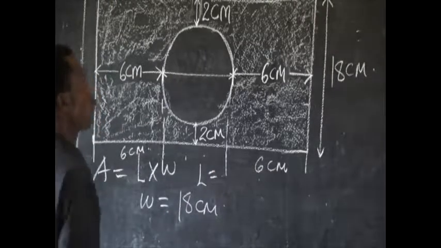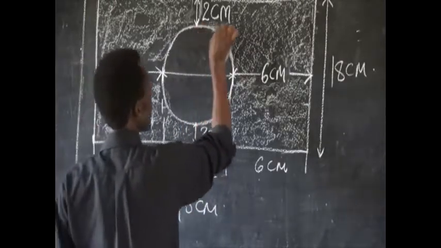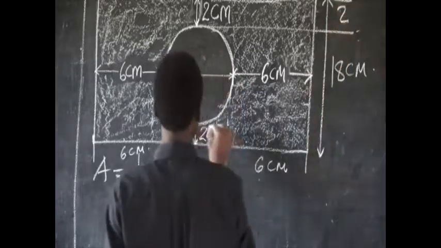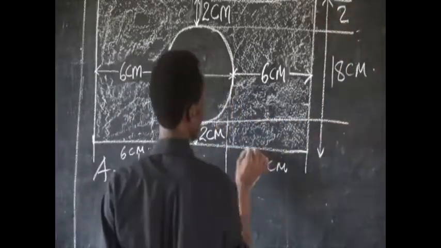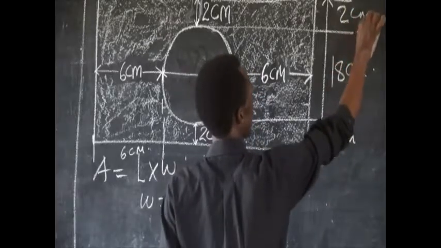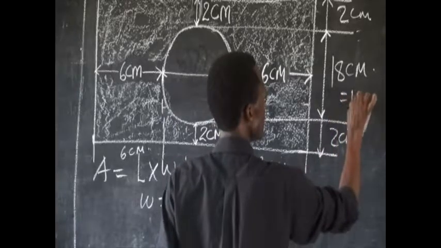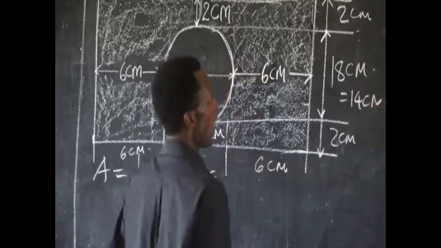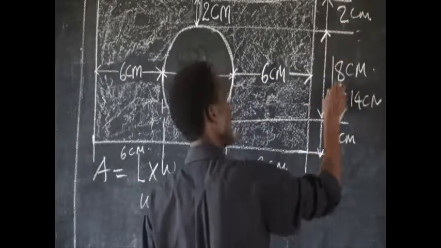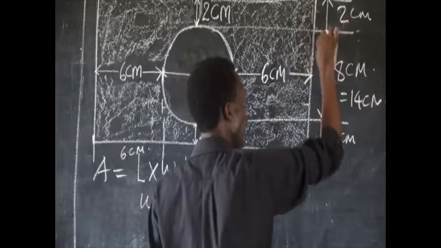Now remember, from here we just have 18. But when you look here, this is 2, and this also is 2 centimeters. So the distance from here up to here is equal to 14 centimeters. Why is it 14? I've taken 18 minus 2 minus 2, that is to say 18 minus 4, just to get the length from here up to here.